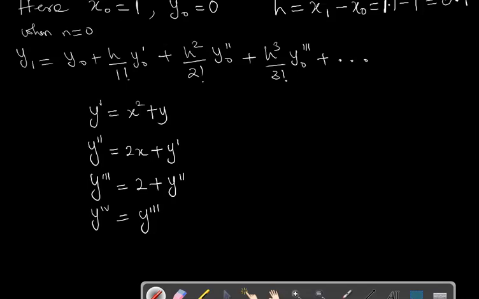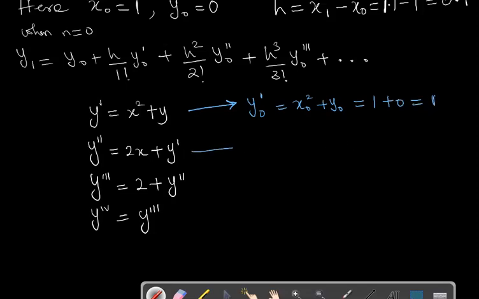So now let's get the corresponding values for these. That is for y naught. This is going to be the first, y naught prime. This is going to be x naught squared plus y naught. Our x naught actually is 1. Now 1 squared is 1, plus 0. So this is going to give us 1.